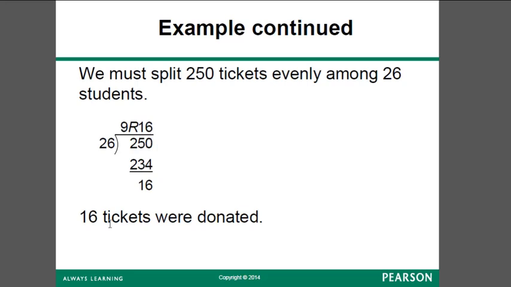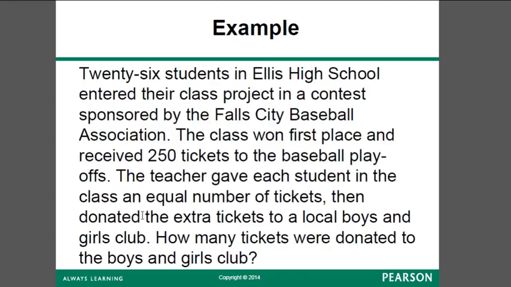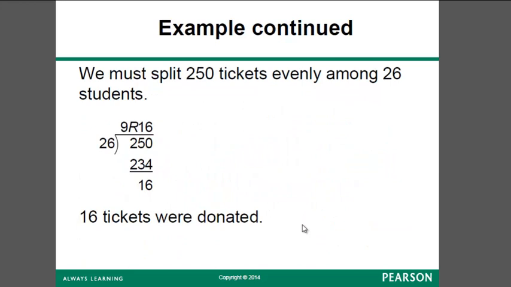That remainder is what was donated to the local Boys and Girls Club, because the original question said the teacher donated the extra tickets to the local Boys and Girls Club. How many tickets were donated to the Boys and Girls Club? So my final answer would not be my 9 remainder 16. My final answer would actually be my 16 tickets were donated.